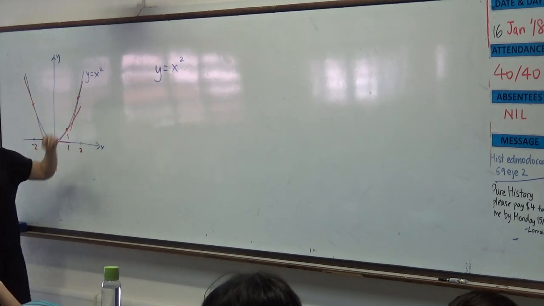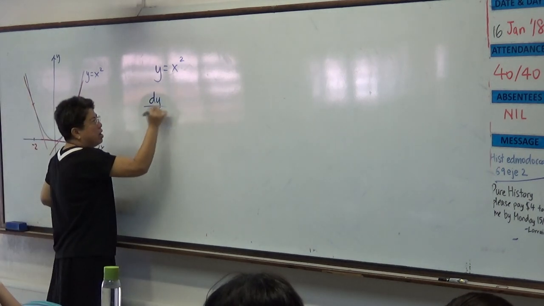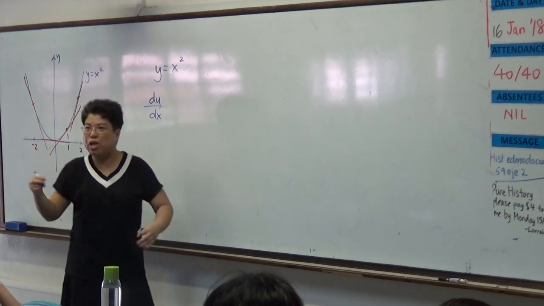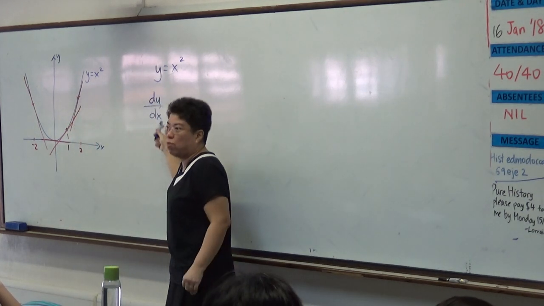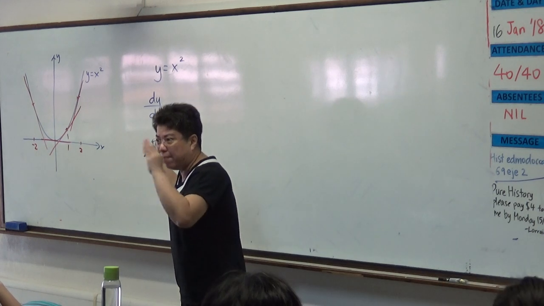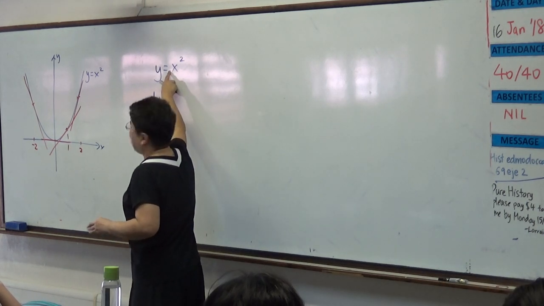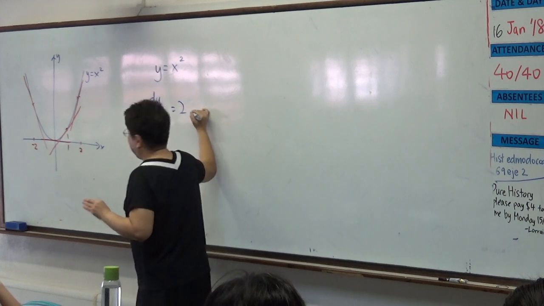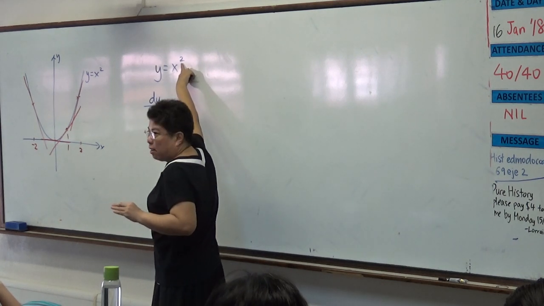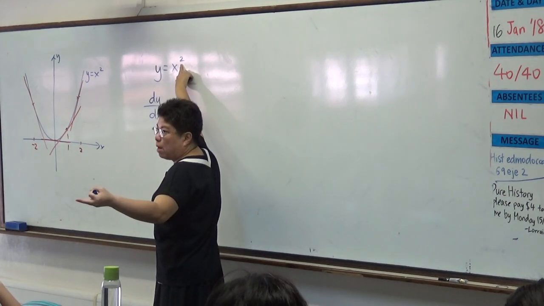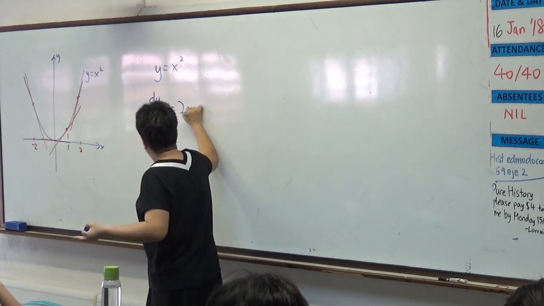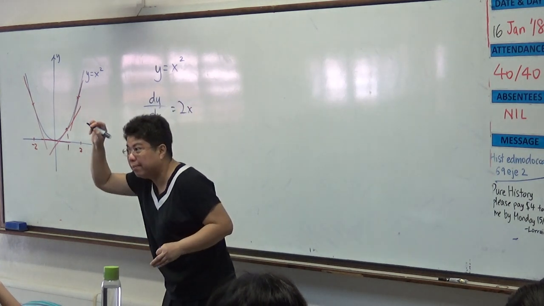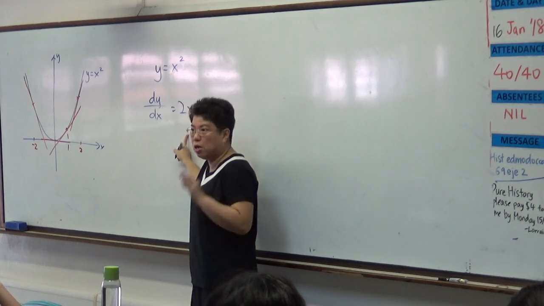Okay. Now, what's the meaning of dy dx? That means you differentiate y with respect to x. I'll teach you the technique later. There are many techniques. First, we bring down the power. So it's 2, right? Then power is what? 2. You decrease by 1. So become what? x to the power of 1. So it's 2x. We bring it down. This one will be the gradient function.